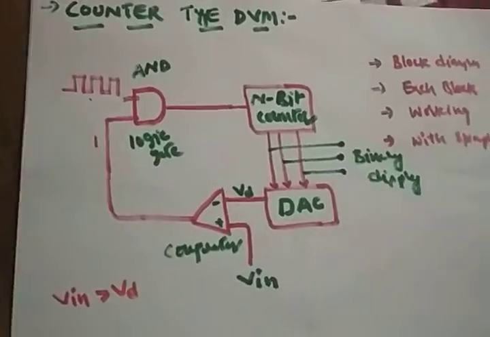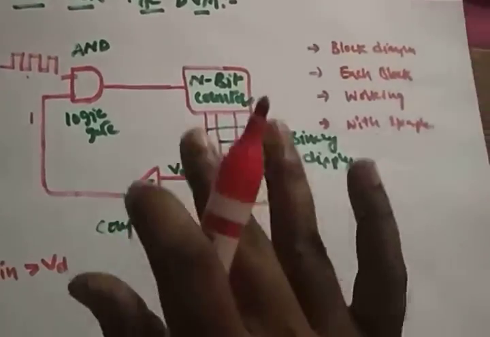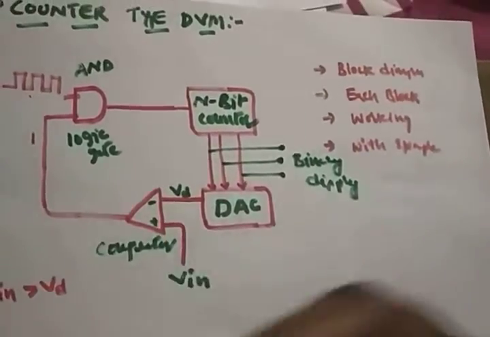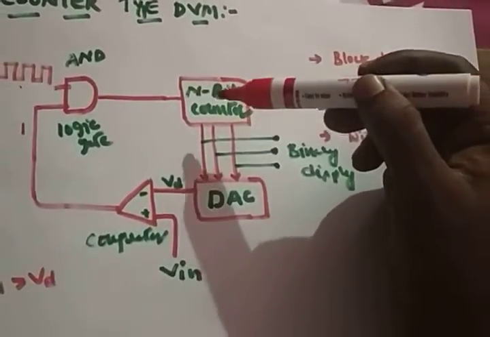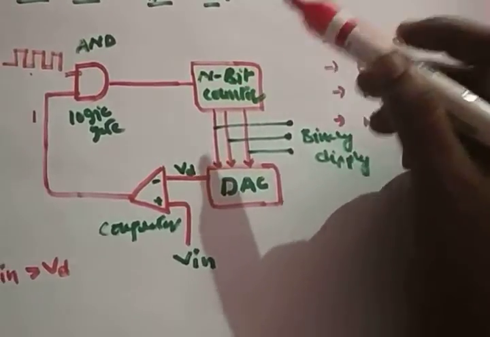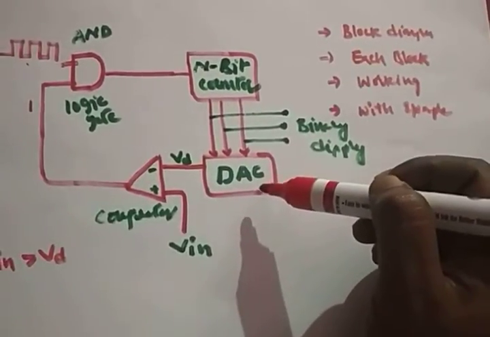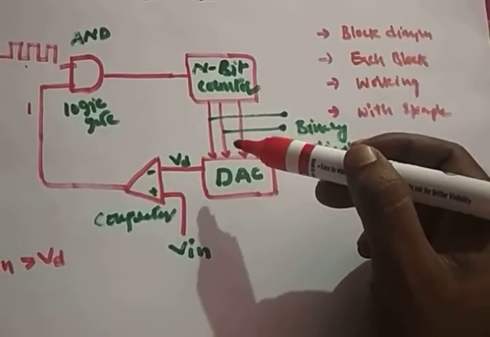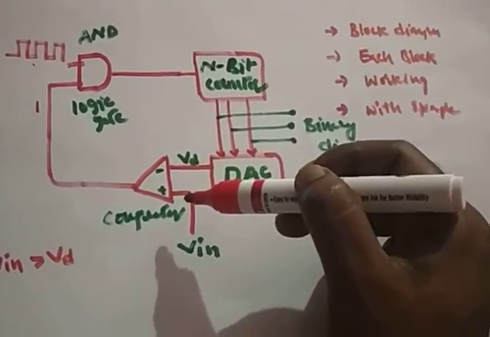Hope it's clear, right? This is the working of a counter type DVM. So nothing is there. It has 4 blocks. The first block is an n-bit counter, which will count the number of clock pulses, and a digital to analog converter, which will convert whatever the digital form into analog form that can be applied to the comparator, right?